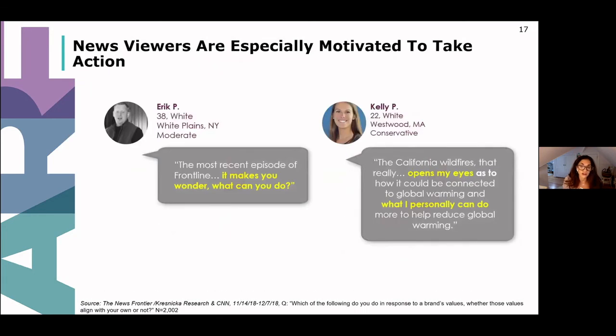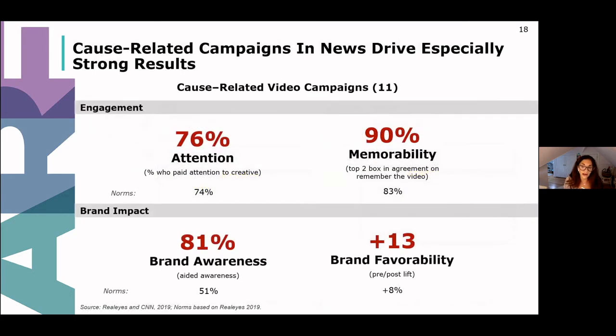News also drives action. News consumers are in a really heightened state of interest and empowerment and are motivated to take action in support of their values when they're watching news. And that's why cause-related advertising works really well in news. You can already see strong engagement from all of the work here, which was in 2019. The truth is we're doing a lot more work on this kind of purpose-driven advertising now, and in this kind of new environment, we would expect the effects to be even stronger.